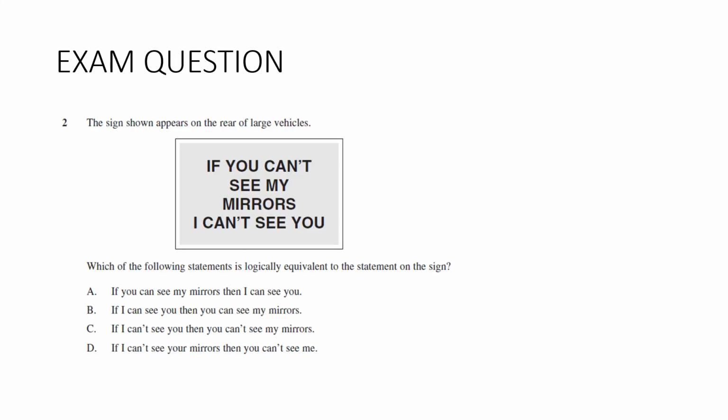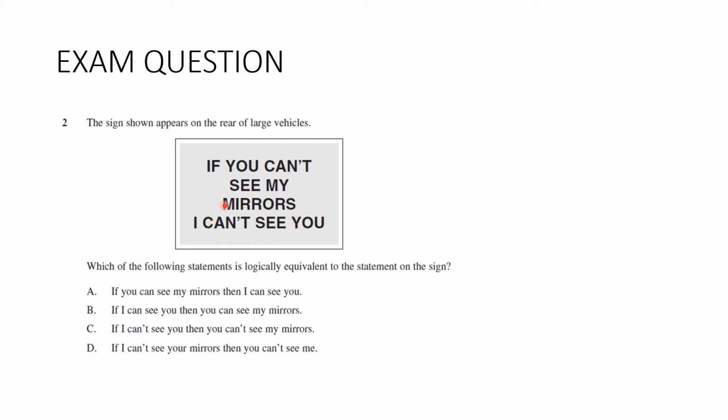Here's a past exam question. The sign shown appears on the rear of large vehicles. If you can't see my mirrors, I can't see you. You might have seen that on trucks in Australia. Which of the following statements is logically equivalent to the statement on the sign? Logically equivalent means contrapositive. So we just need to switch these two around and negate them.